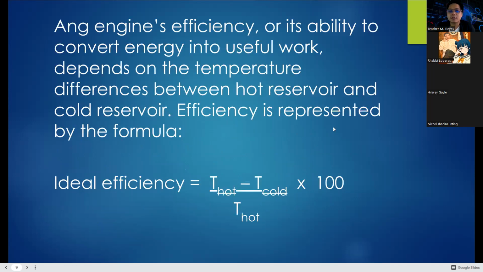An engine's efficiency, or its ability to convert energy into useful work, depends on the temperature difference between the hot reservoir and the cold reservoir, the hot source and cold source. Efficiency is represented with a formula. This is the ideal efficiency: hot temperature minus cold temperature, divided by hot temperature, times 100. That is the ideal efficiency. How efficient is the machinery? How efficient is the transfer of heat?